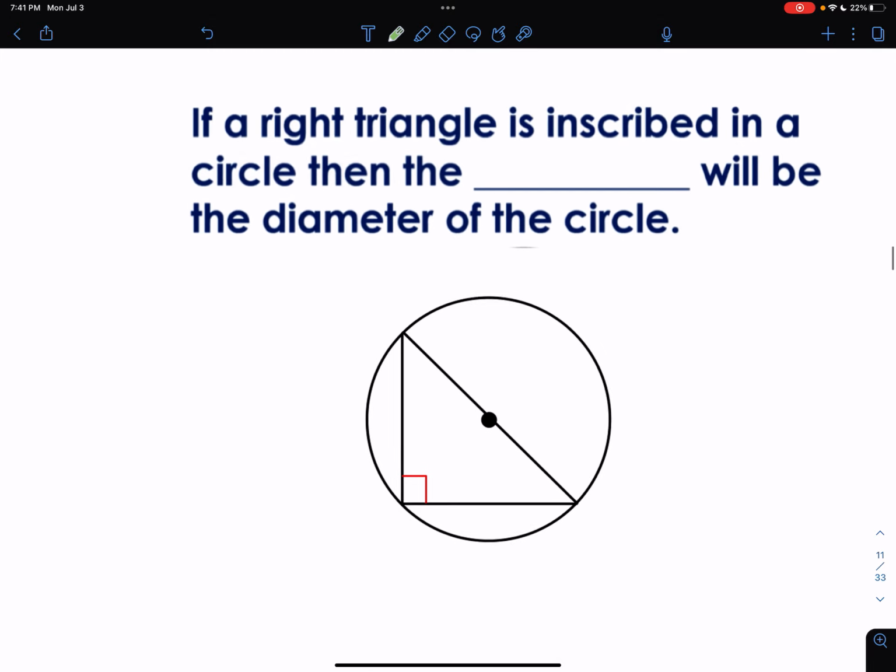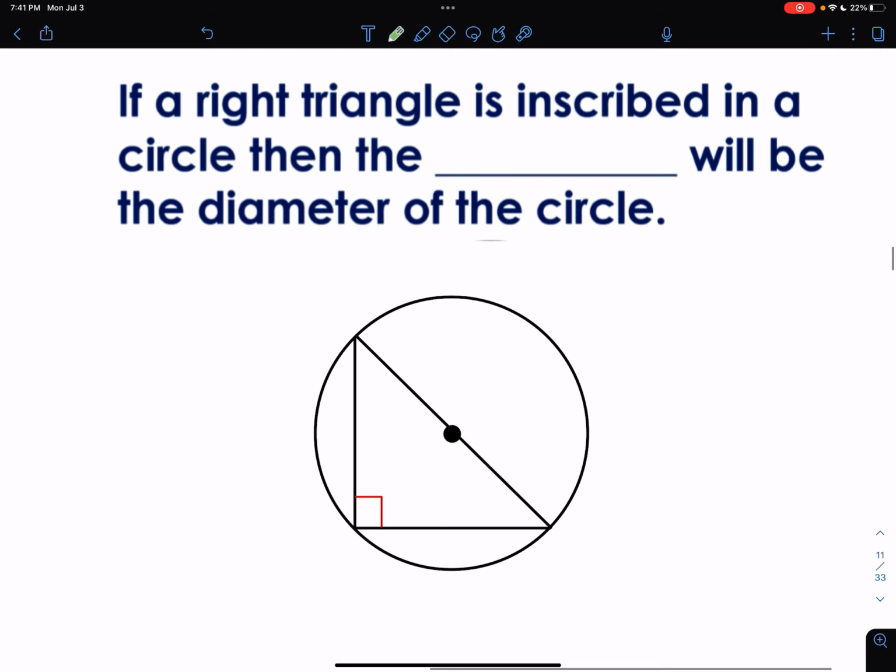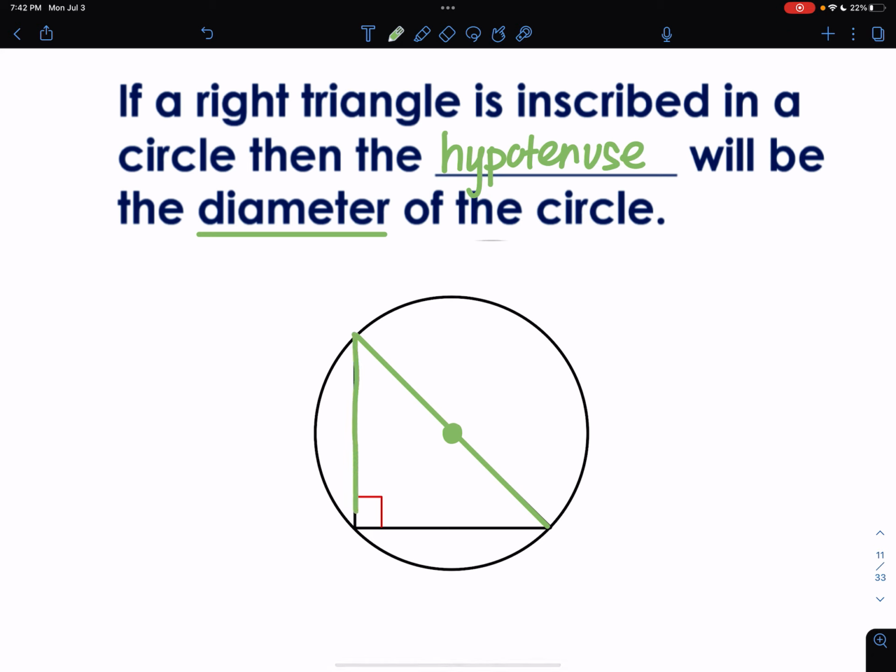All right, if a right triangle is inscribed in a circle, then the hypotenuse will be the diameter of the circle. Right? There's no other way to draw a right triangle inscribed inside of a circle. If a side length of a triangle inscribed in your circle is the diameter, this property works in the opposite direction. If I know that the diameter is a side length, that's enough to prove to us that it's a right triangle, right?